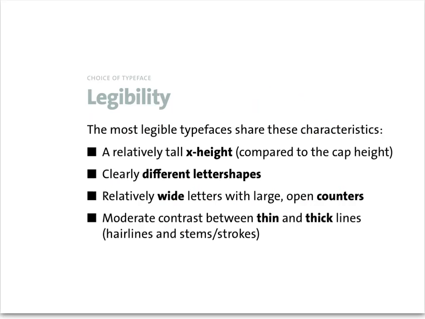Certain features characterize those typefaces which we usually regard as the most legible ones. These features are a relatively tall X height, clearly different letter shapes, relatively wide letters with large open counters, and moderate contrast between the thin and the thick lines of the letters. In the following, I'll go through these one by one.